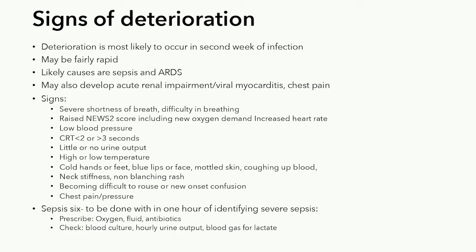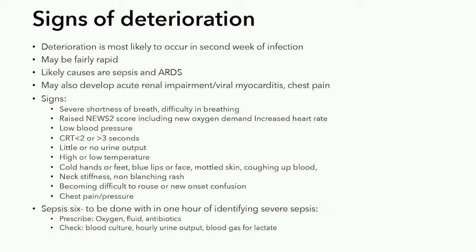And then again, signs of deterioration on the NEWS 2 scoring, but other signs may also be available to look out for, which include reducing renal output, temperature that is low or very high, cold hands or feet, identifying poor circulation to the peripheries, blue lips or face, identifying cyanosis, which means oxygen saturation will be less. Skin mottling generally appears in the lower limbs first. Also watch for patients coughing up blood, or developing neck stiffness or a rash, which may be a sign of viral meningitis.